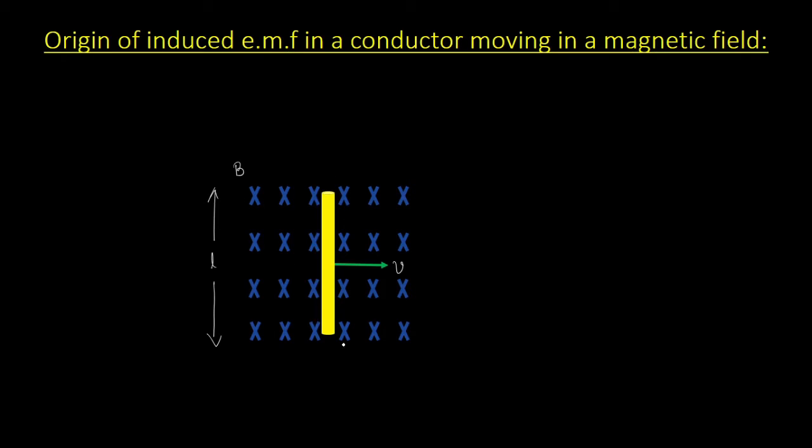Now, since the whole conductor is moving, we know if it is a conductor it will have free electrons, right? It will have free charges, which is the free electrons. When the whole conductor is moving to the right, each and every free electron is also moving towards the right.